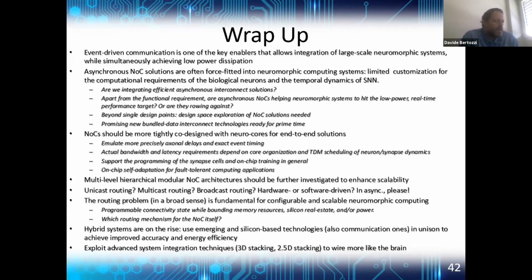Also, I see an emerging trend for hybrid systems that use emerging and silicon-based technologies in a synergistic way to achieve improved accuracy and energy efficiency. However, so far I've seen this limited to the computing part of neuromorphic systems only. In the future, we will think about emerging technology for communications as well. Last but not least, we need to more intensively exploit advanced system integration technologies such as 3D stacking or 2.5D stacking to wire more like the brain.